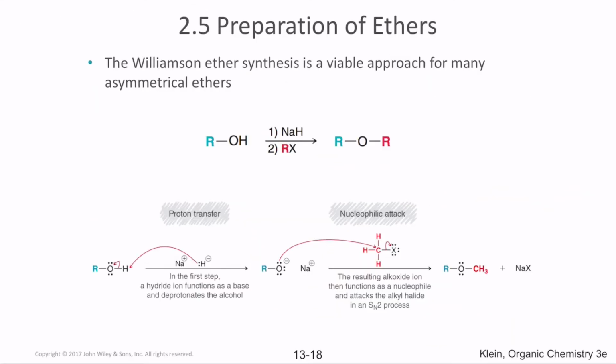So let's look at the next way of synthesizing ethers, which we call the Williamson ether synthesis. It's a viable approach for many asymmetrical ethers. Whenever I say the term asymmetrical ethers, I mean that both sides are not the same, so R and R are not the same. For example, one can be a methyl group and the other a propyl.